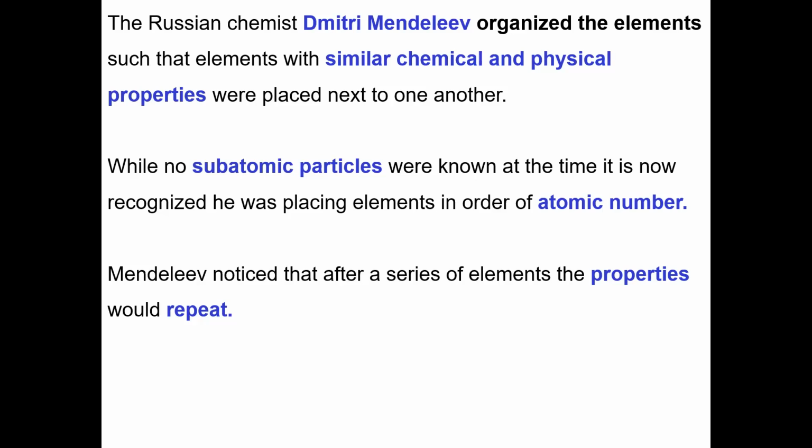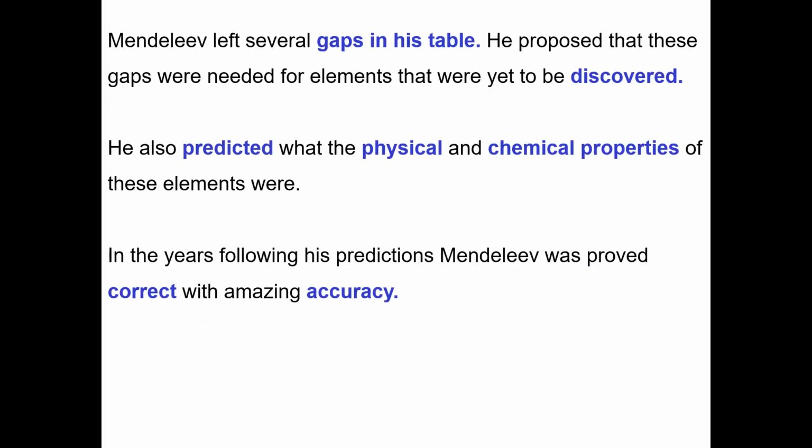So what would happen is, instead of having a long line of elements in order of increasing atomic number, he ended up with more of a rectangle. Now, Mendeleev was very smart. He observed that sometimes the properties between known atoms would change radically. And so he realized that this was where an element that had yet to be discovered needed to be placed. And he would predict what the physical and chemical properties of these elements were. They should be intermediate between the two elements on either side of the space.